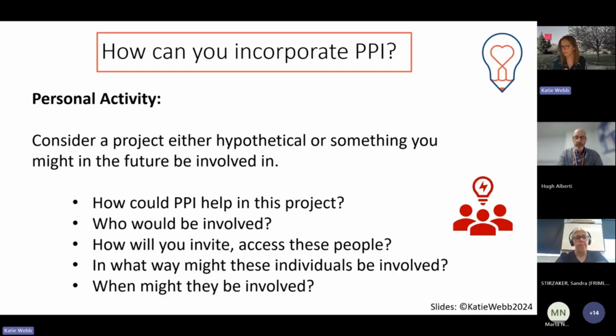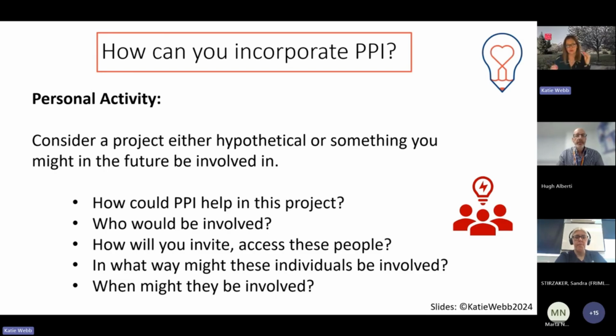So thinking a little bit about a personal activity and a bit of homework for you guys, I suppose, is thinking about how you can incorporate PPI in what you do. Consider a project, either hypothetical or something you might in the future be involved in. How could PPI help in this project? Who would be involved? How will you invite them and access these folks? In what way might these individuals be involved? And when might they be involved?